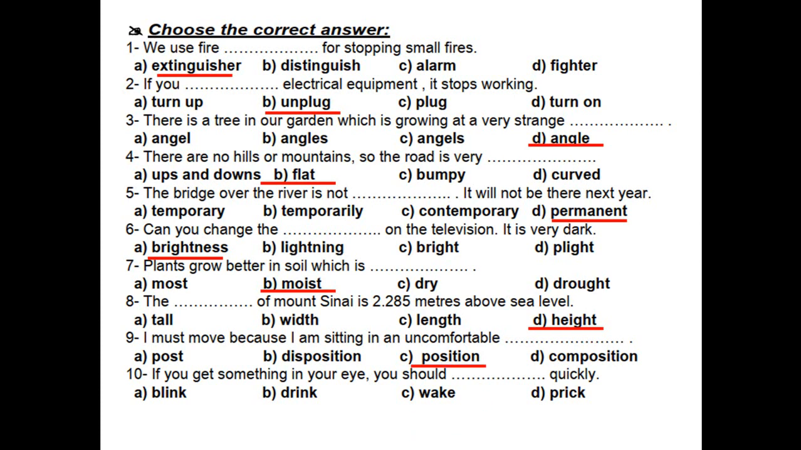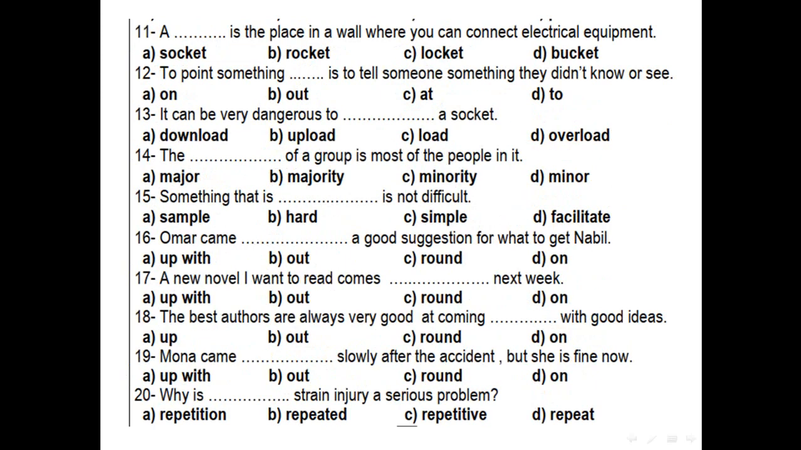Number 10. If you get something in your eyes, you should space quickly. Blink, drink, wake, prick. The right answer is blink. Number 11. A space is a place in a wall where you can connect electrical equipment. A socket, a rocket, a locket, a bucket. A socket. This is the right answer. Number 12. To point something space is to tell someone something that they didn't know or see. So you point something what? On, out, at, or to. So you point something out.